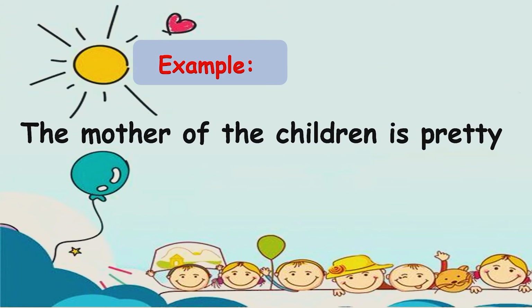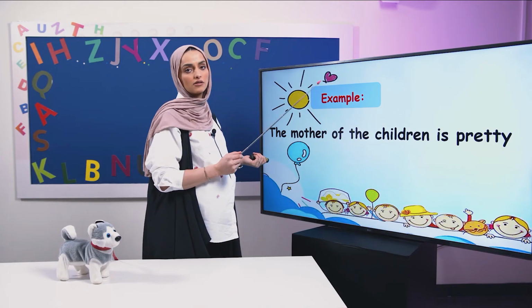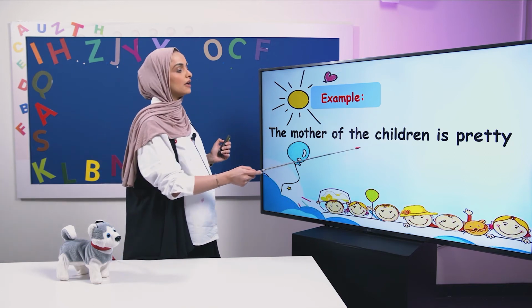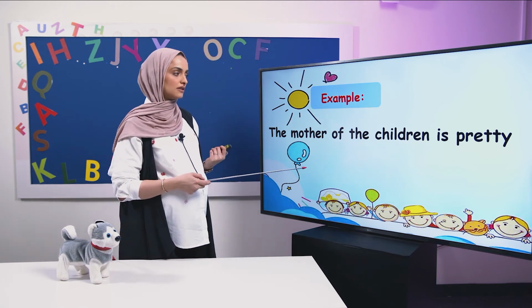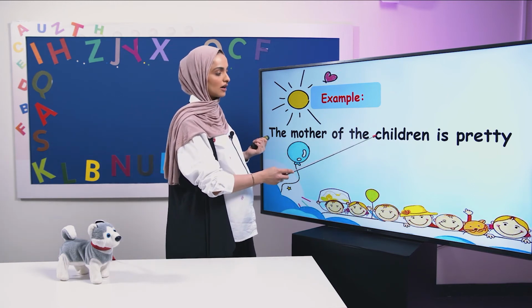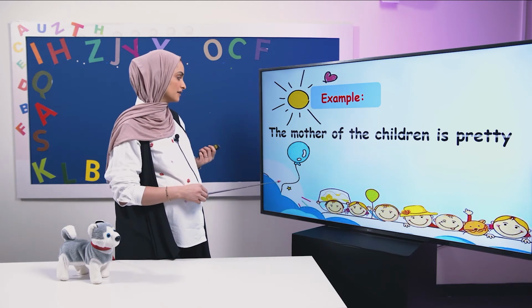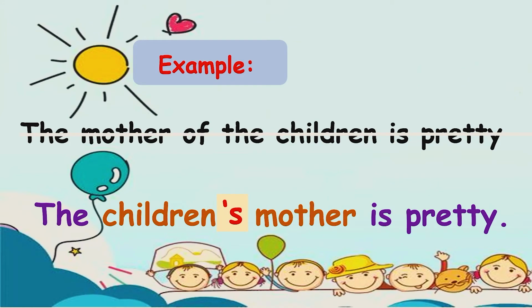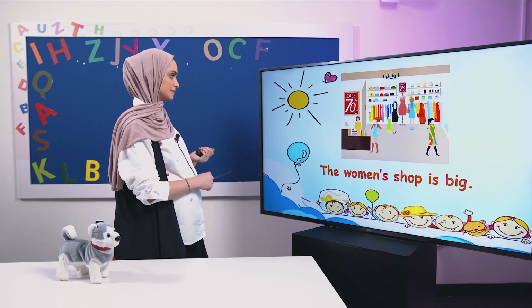Example number 1. The mother of the children is pretty. Let's have a look at children. Is it singular or plural? Good job. It is plural. Now, can you tell me what is the singular of children? Super. It is child. So here, children is a plural. And what does the rule say? The children's mother is pretty. We just added the apostrophe and s.